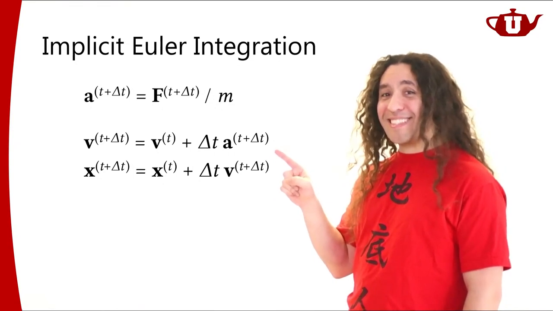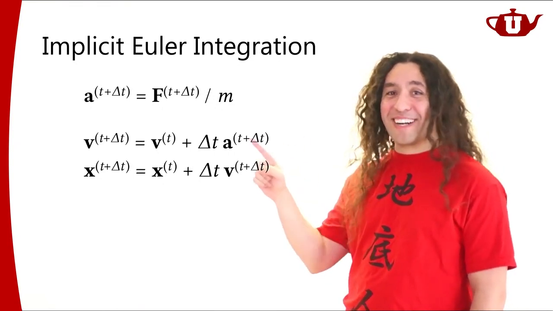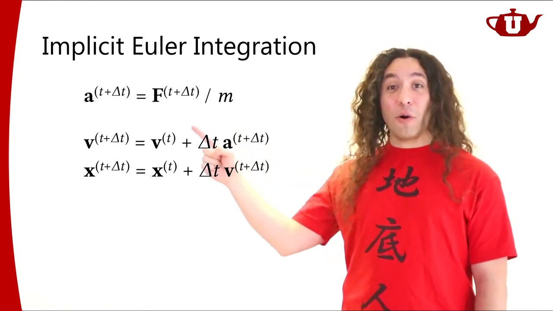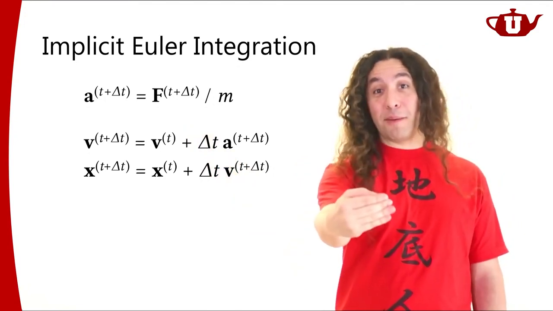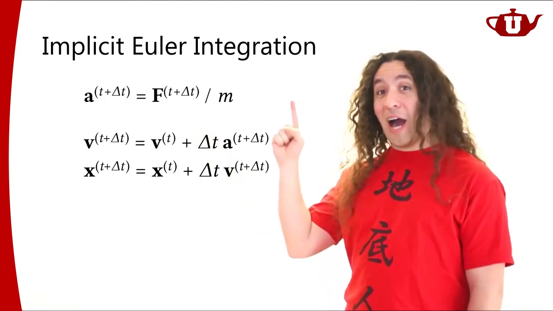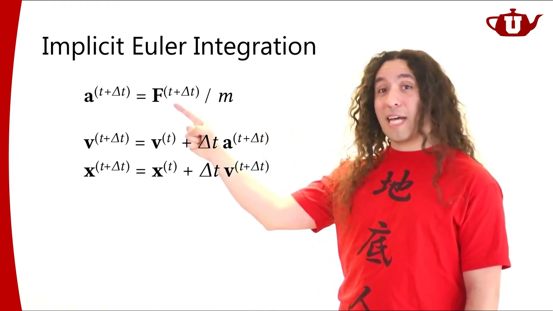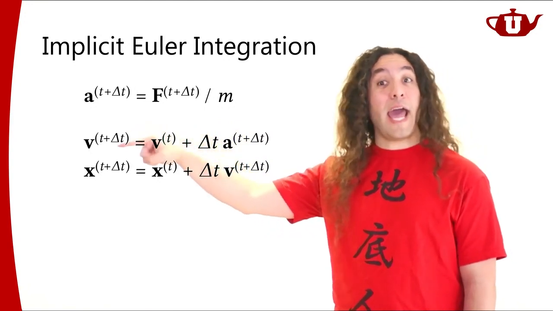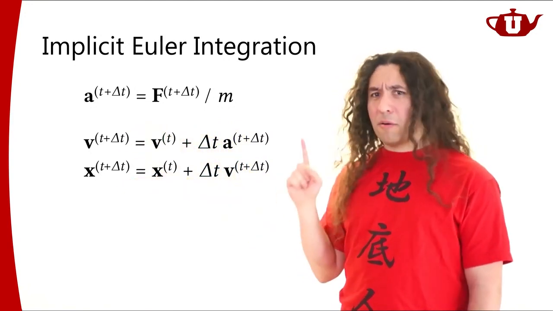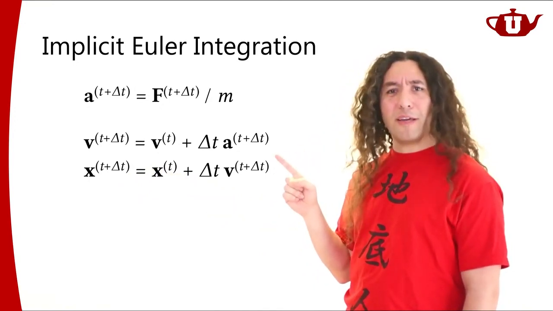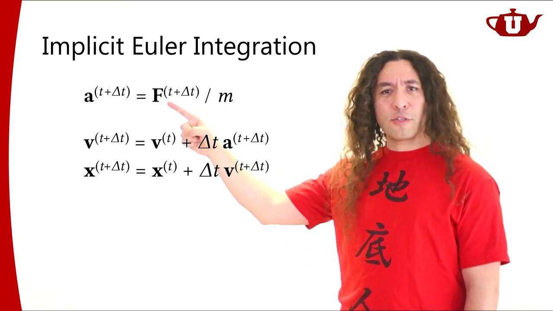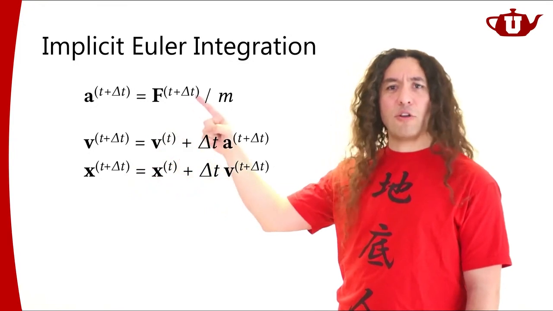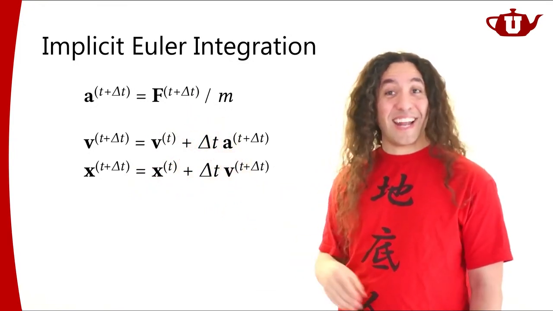But now, here's the tricky part. To be able to compute the accelerations at the end of the time step, I need to know the forces at the end of the time step. Now, I cannot compute the forces at the end of the time step using the state at the beginning of the time step. I need to use the state at the end of the time step. Now, there is a little bit of a chicken and egg problem here. To be able to compute this force, I need to know these. But to be able to compute these, I need to know the force. That's the chicken and egg problem.